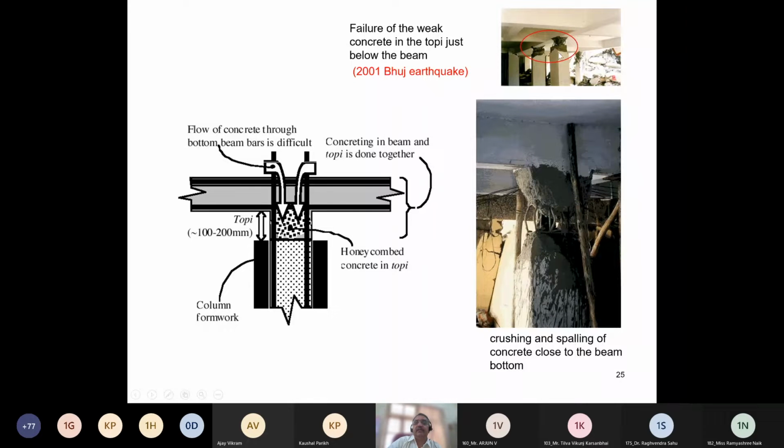Failure of the weak concrete in the topi portion just below the beam. If you look at the schematic diagram here, when we do the concreting, we do the concreting for the column here. And then the top portion of the column and these beams we do together. This portion, 10 to 20 centimeters or 100 to 200 mm, we call this topi. Concreting in the beam and the topi is done together. However, because of the reinforcement here, flow of concrete through bottom beam bars is difficult. Proper compaction has to be done. Otherwise, there can be honeycombing of concrete in this portion. And when subjected to lateral loads, like earthquake-induced loads, we can expect these kinds of failure. Here also, crushing and spalling of concrete close to the beam bottom.